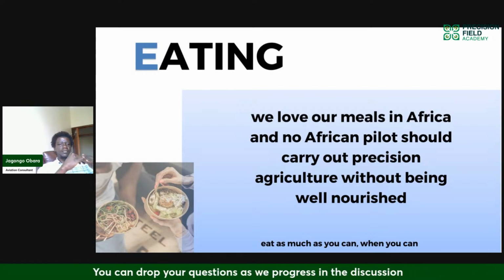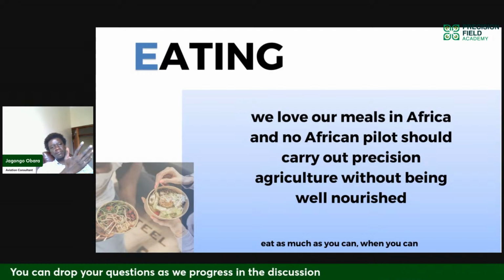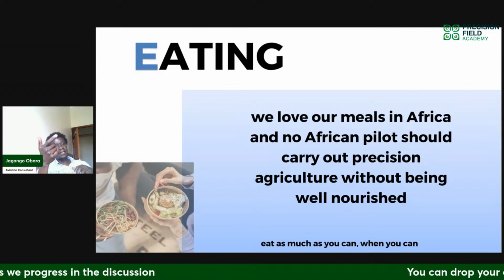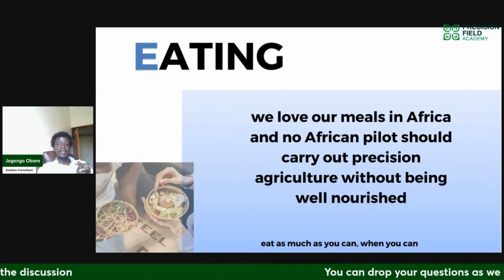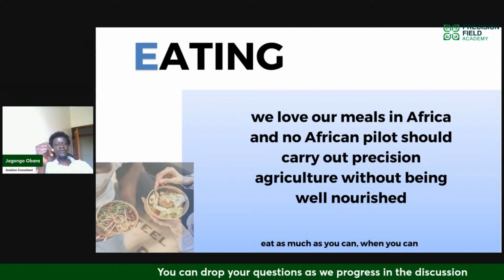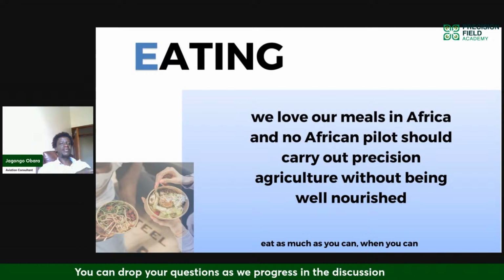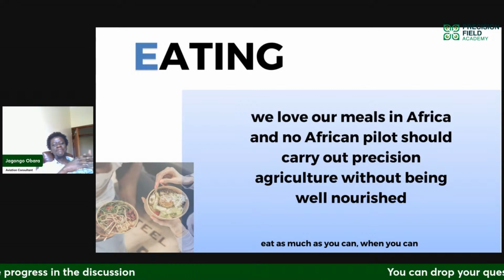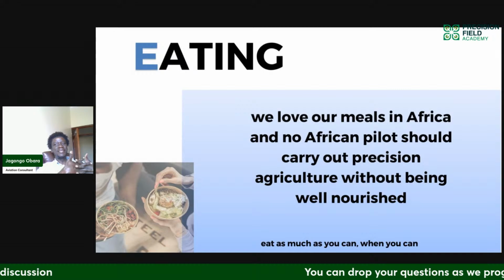So just as a rule of thumb, carry some snacks with you. Eat small, eat light, eat when you can. It's not always that you will have time to have a lunch break and you have this nice 1 hour gap and you're eating your fufu and your egusi soup and all those nice things that you want. It might not always happen that way.